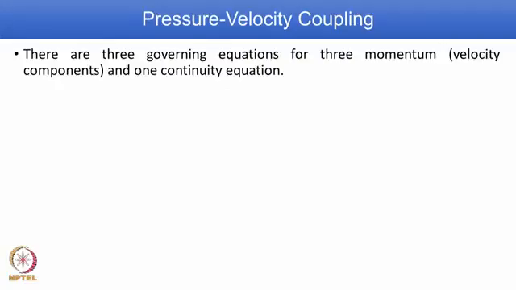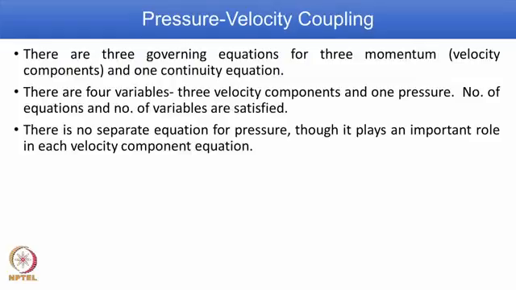For the sake of continuity, we will try to understand once again what pressure-velocity coupling is. In the governing equations, there are 3 momentum equations, one for each velocity component, and one continuity equation. There are 3 variables for the 3 velocities and 1 for pressure. So in total there are 4 variables and 4 equations, hence the system is closed.